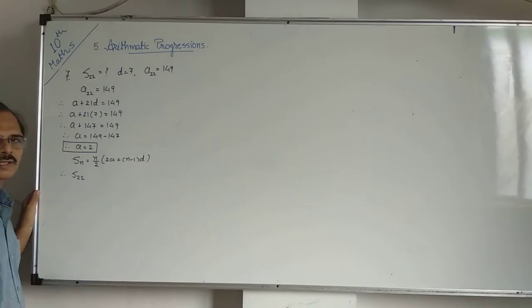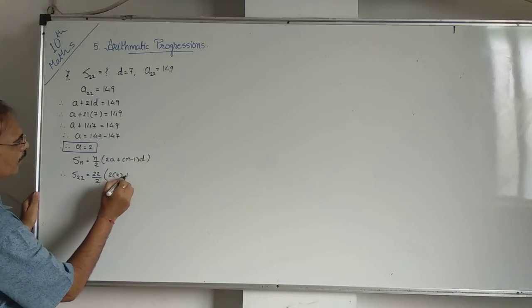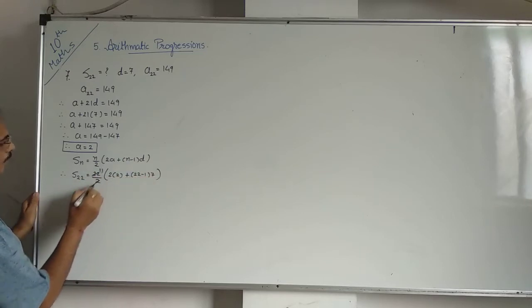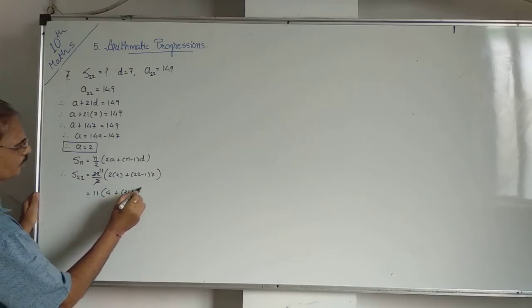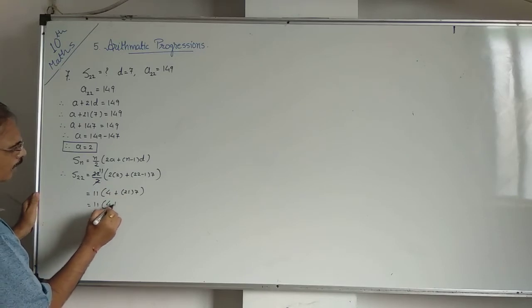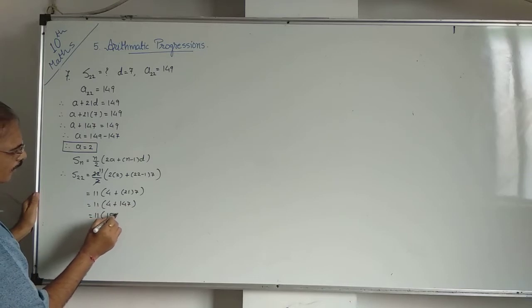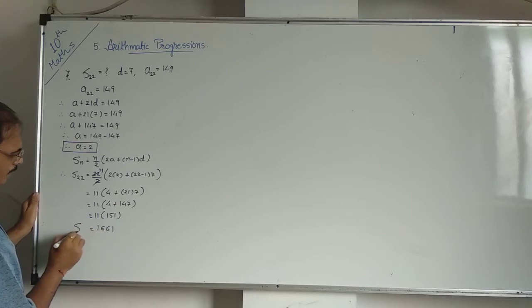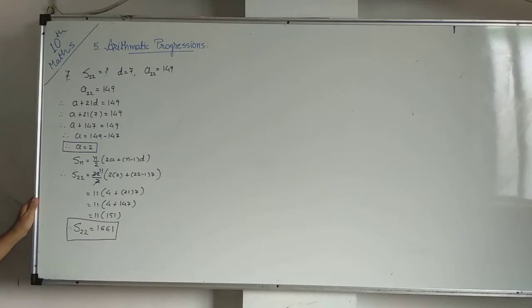But I write this formula. So I apply it: 22 by 2, 2 into 2 plus 22 minus 1, and d is 7. 11 times (4 plus 21 into 7), which is 4 plus 147, so 11 into 151. 11 times 151 is 1661. This is S22, the sum of first 22 terms. Okay.